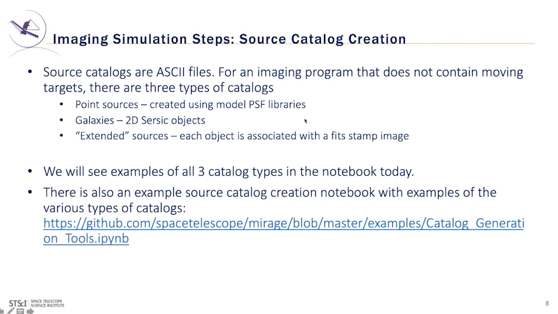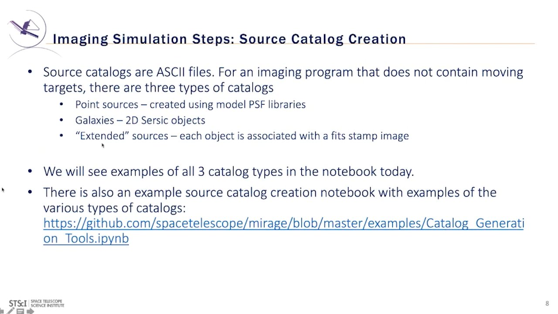So just to step kind of quickly through those steps in a little more detail. As I mentioned, the source catalogs, they're just ASCII files. There are a bunch of different types, but in this case, we're going to simulate just regular imaging data. So we'll focus on 3 types of catalogs, one for point sources, one for galaxies, and one for extended sources.